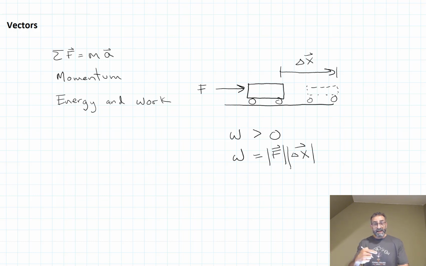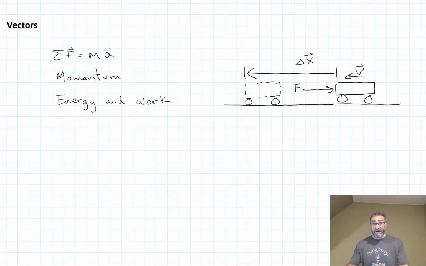But if the cart was moving in the other direction and I was pushing on it like this, then what would we say about the speed of the cart, the kinetic energy, and the work done? The cart is moving to the left, but our force is pushing it to the right, causing the cart to slow down as it continues to move to the left. In this case, the work done on the cart is negative. The speed of the cart decreases and its kinetic energy decreases.